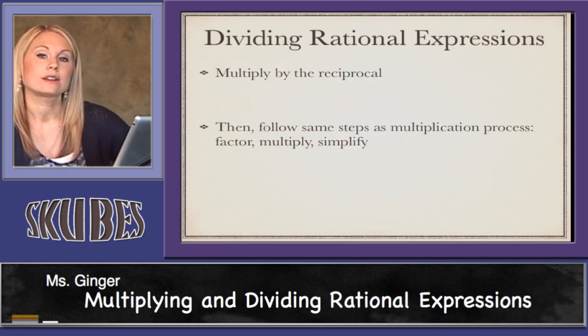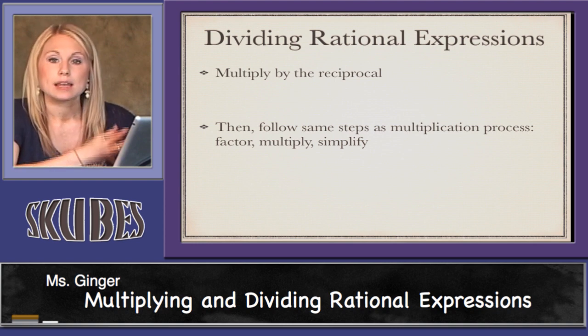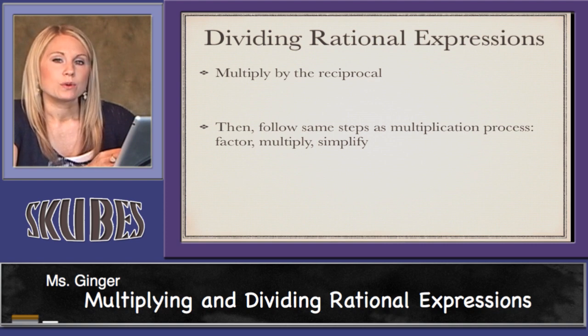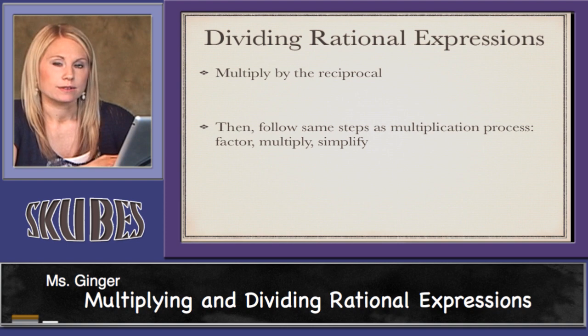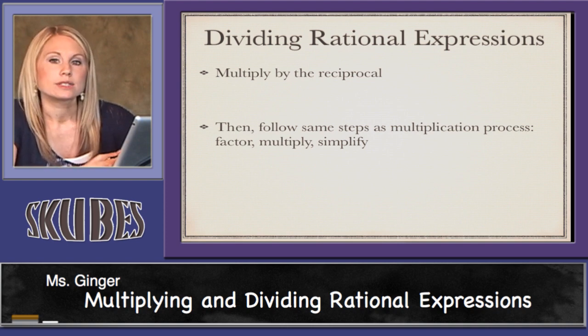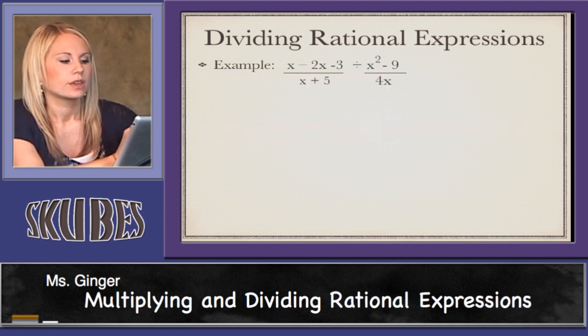The next thing we want to take a look at is dividing rational expressions. And it's basically going to be the same process that you just saw with multiplication. But first, you want to take your division symbol and change it to multiplication. And you're going to take the reciprocal of the second fraction. So instead of dividing, you're actually going to be multiplying by the reciprocal of the second thing that you see. After that point, it's the same steps.